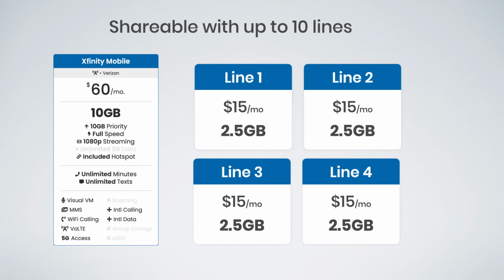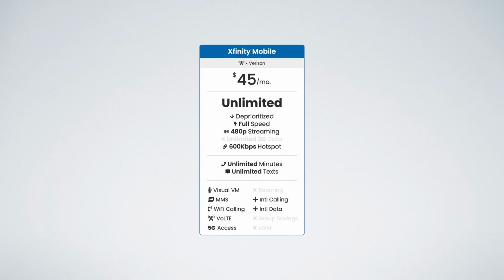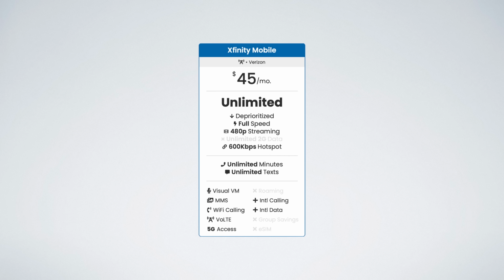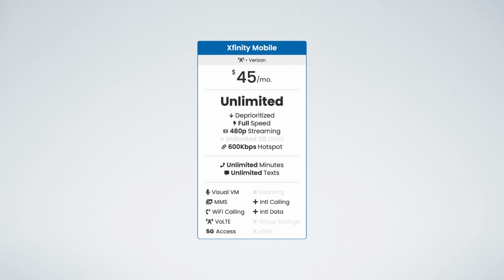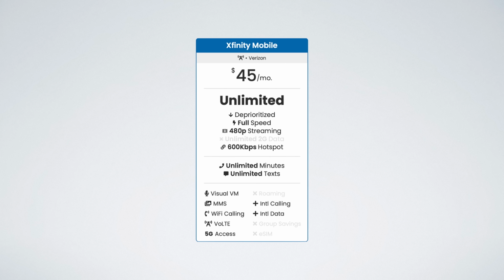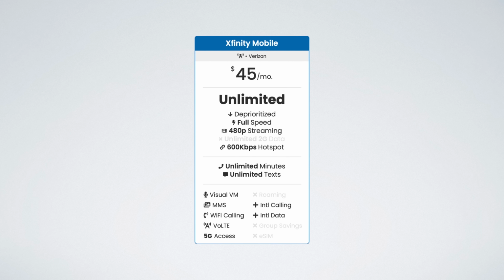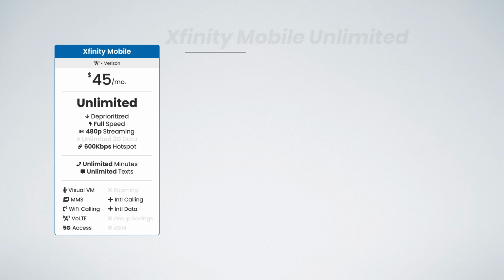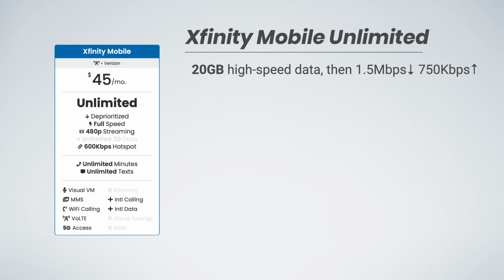The second type of plan Xfinity Mobile offers is their unlimited plan. This starts at $45 per line for single line users. However, as I mentioned at the beginning of this video, this plan isn't actually unlimited. So what does Xfinity Mobile's $45 plan include? It turns out that this plan includes 20 gigabytes of high-speed data before having speeds throttled to 1.5 megabits per second down and 750 kilobits per second up.